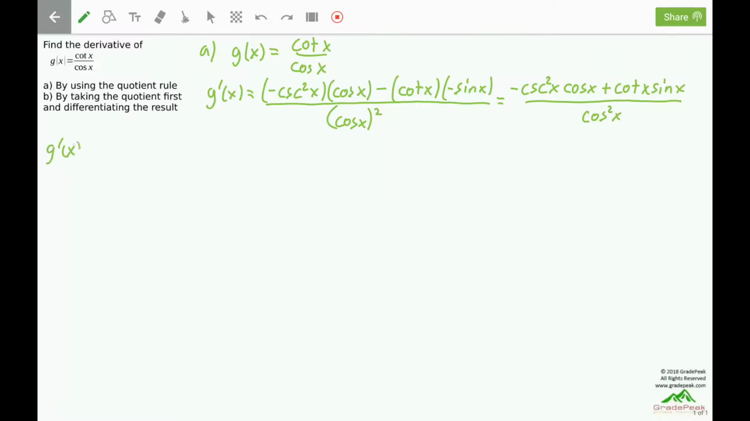So g prime of x is going to equal negative cosecant squared of x times cosine of x plus cotangent, which can be rewritten as cosine of x over sine of x, and then times the sine of x. I will have a sine of x in the numerator and denominator, and those will be able to cancel. All of this is still over the cosine squared of x. Now, a couple advantages of that.